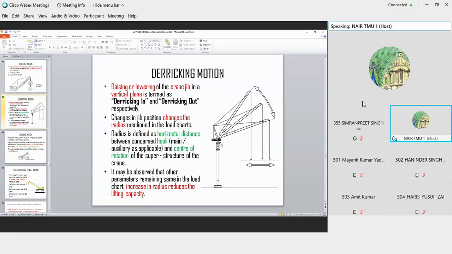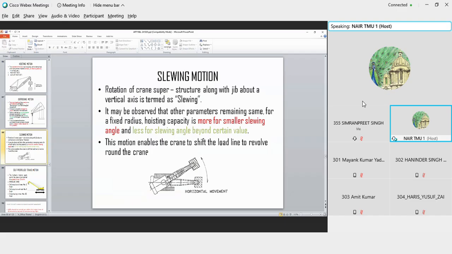Now, this is called slewing. Slewing is when you fix the location of the jib, and assuming you have lifted a load with the help of the main hook, you then turn the jib. Assuming you are trying to tackle a loaded wagon which is lying at 60 degrees, when the jib picks it up and moves it into the central line of the track, this is called the slewing operation.